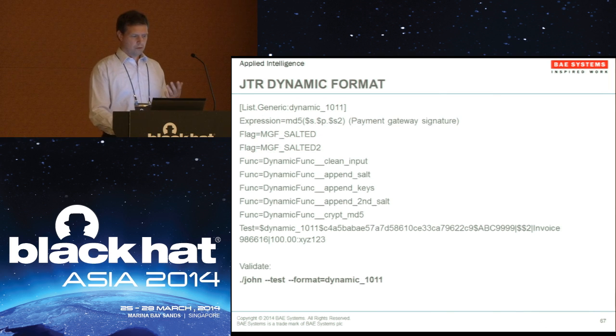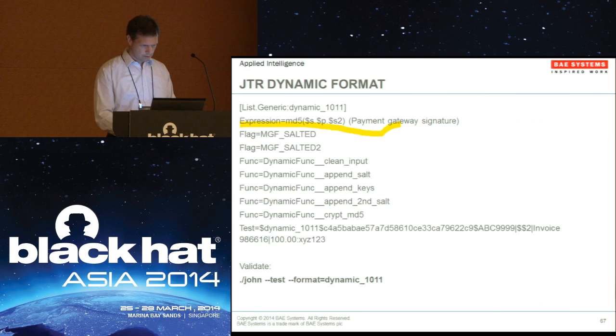So what you can do is you can go in and just define dynamic format. In this case, I just created a signature there, and then down here, we'd say, take a clean buffer, start by adding some salt, then append the password, add some more salt, and then encrypt with MD5.